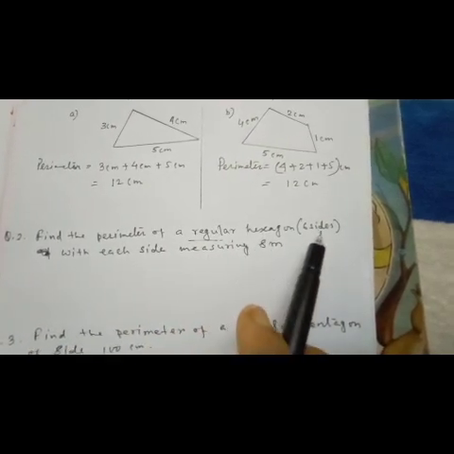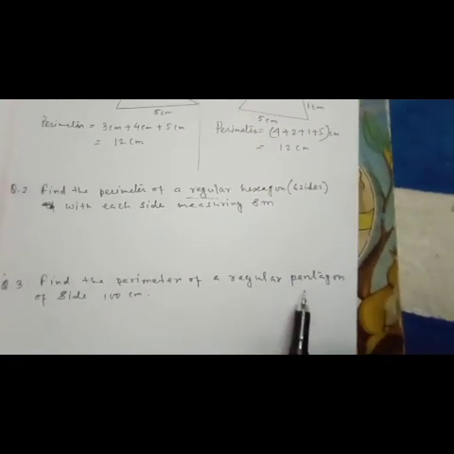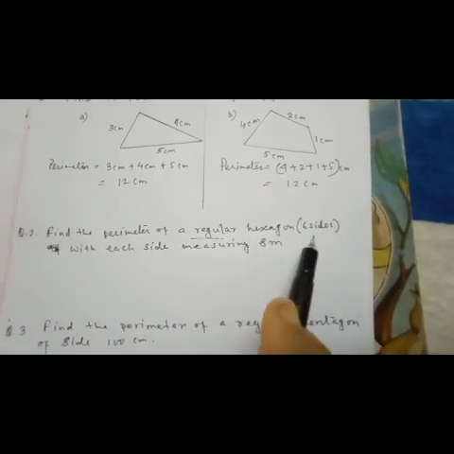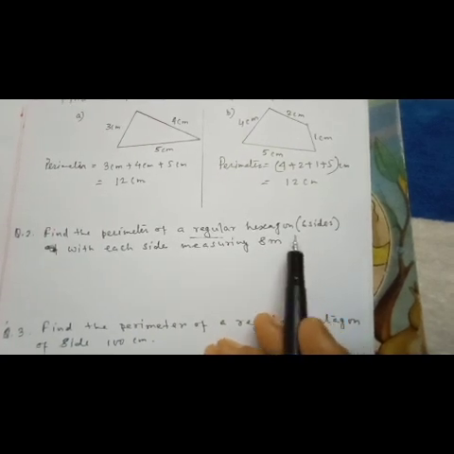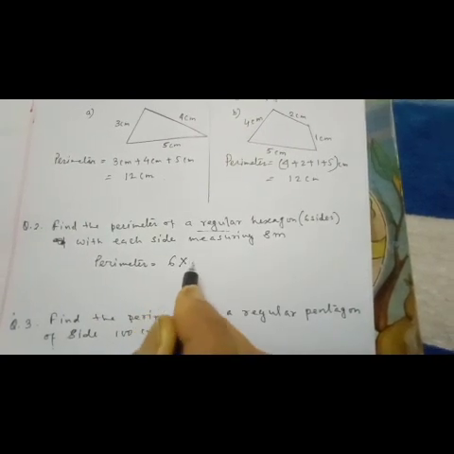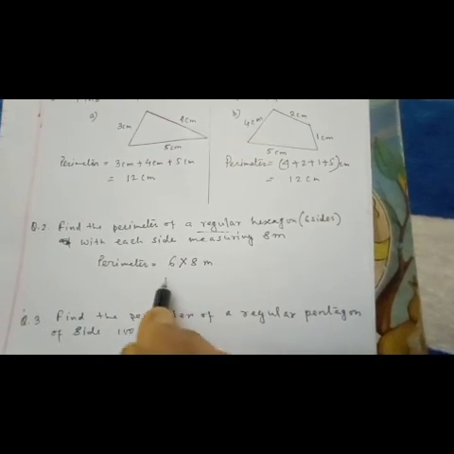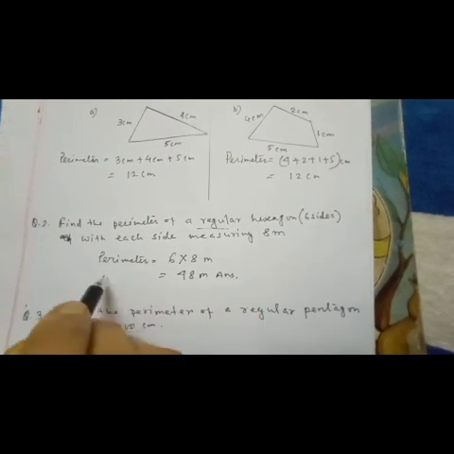Hexagon means a 6-sided figure. In the next question I have given a pentagon. You know pentagon means a 5-sided figure. So find the perimeter of a regular hexagon with each side measuring 8 meter. As all the sides have the same measure, and it is a 6-sided figure, its perimeter is equal to 6 into 8 meter, which is 48 meter. Perimeter of this regular hexagon is 48 meter.